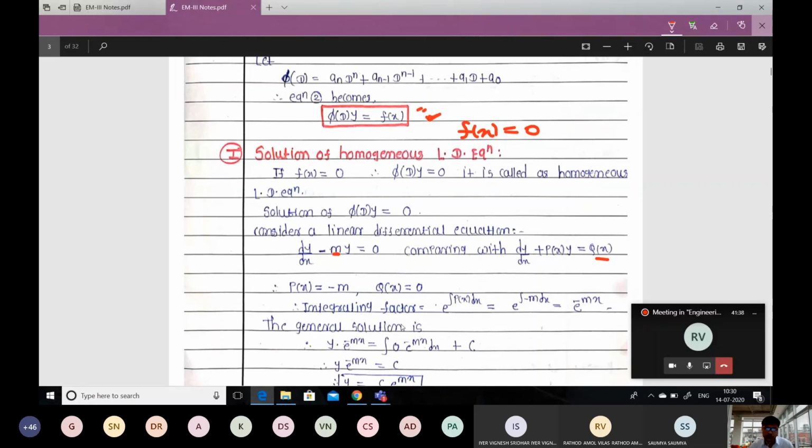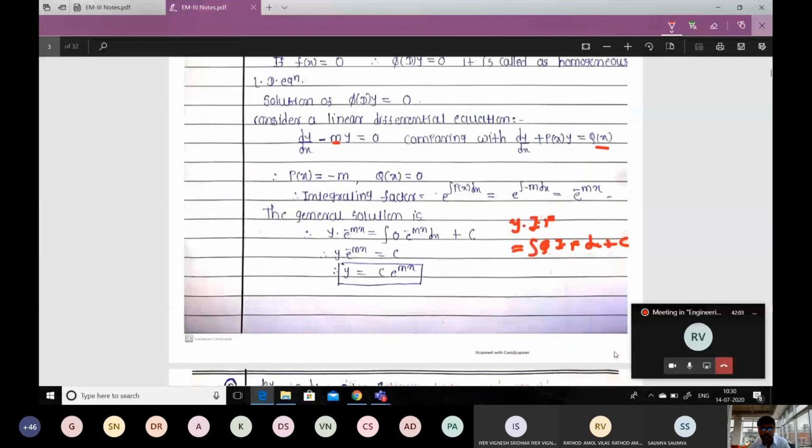So what is the solution? You know the formula. In case of a linear differential equation, once you find the integrating factor, the formula is what? To get the solution, y times integrating factor is equal to integration of right hand side, q times integrating factor dx plus c, isn't it? That is the formula you have studied already. So using that formula, I'm just putting the values: y as it is, integrating factor is e to the power minus mx.